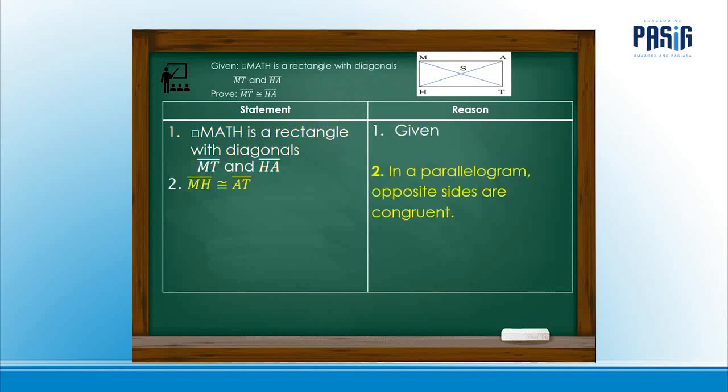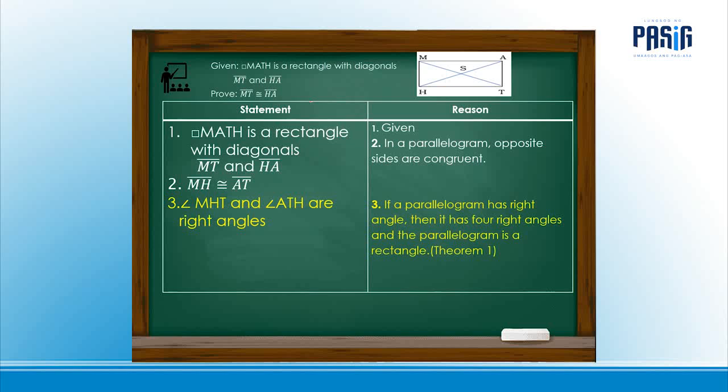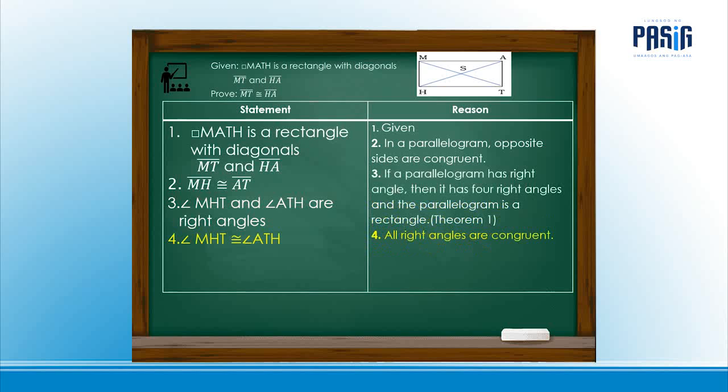Next, side MH is congruent to side AT. Since in a parallelogram, opposite sides are congruent. Then, angle MHT and angle ATH are right angles. For the reason, if a parallelogram has a right angle, then it has 4 right angles, and the parallelogram is a rectangle. Then, measure of angle MHT is congruent to the measure of angle ATH. All right angles are congruent.